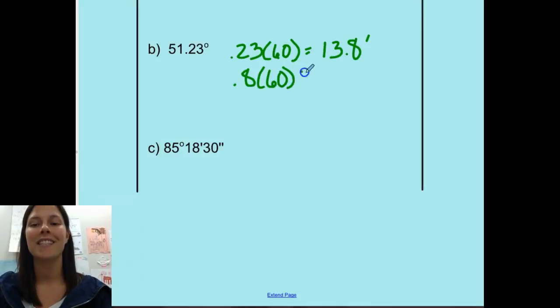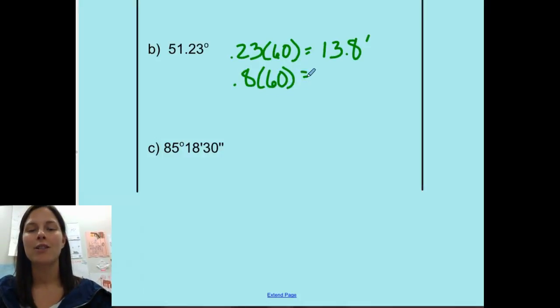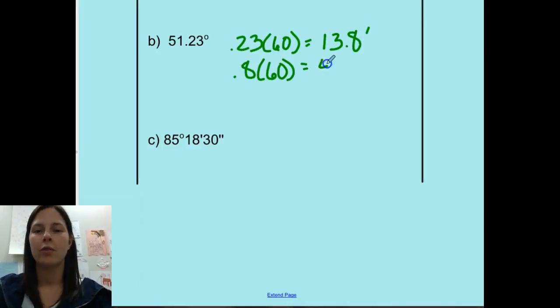But we can convert those 0.8 minutes to seconds. There are 60 seconds in a minute, so be careful that you don't use the 3600. We've already converted to minutes. Now we want to convert the minutes to seconds. So we multiply that 0.8 by 60 again, and get 48 seconds. So we have 51 degrees, 13 minutes, and 48 seconds.